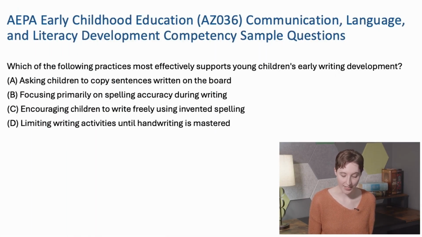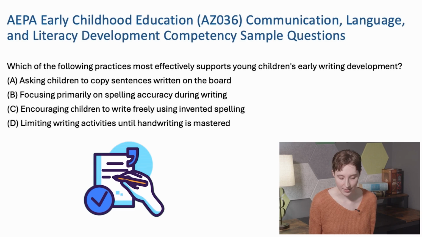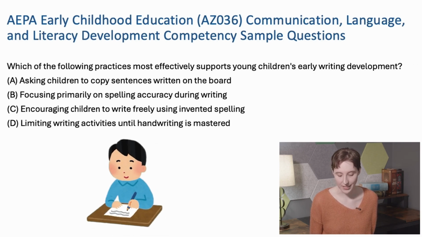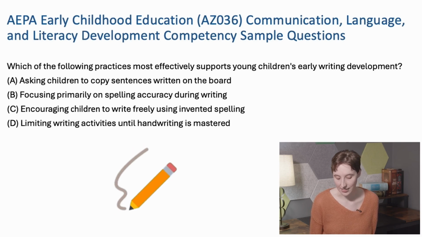Which of the following practices most effectively supports young children's early writing development? A. Asking children to copy sentences written on the board. B. Focusing primarily on spelling accuracy during writing. C. Encouraging children to write freely using invented spelling. Or D. Limiting writing activities until handwriting is mastered.